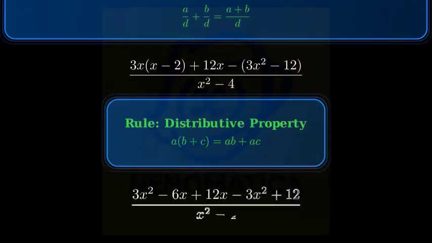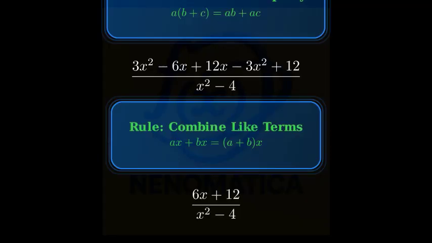Step 2. Expand the numerator using the distributive property. We get 3x squared minus 6x plus 12x minus 3x squared plus 12, all over x squared minus 4. Step 3. Combine like terms in the numerator. The 3x squared terms cancel, and minus 6x plus 12x becomes 6x. So the expression simplifies to 6x plus 12 over x squared minus 4.